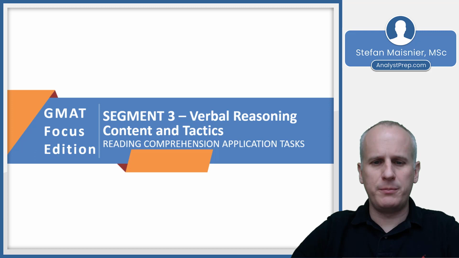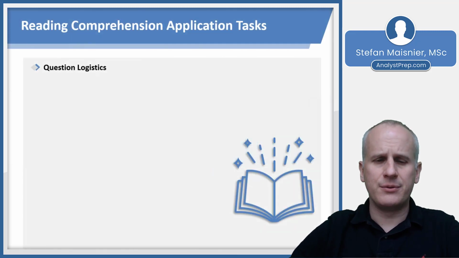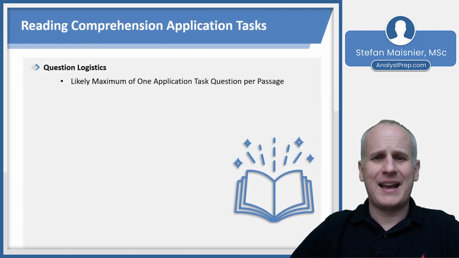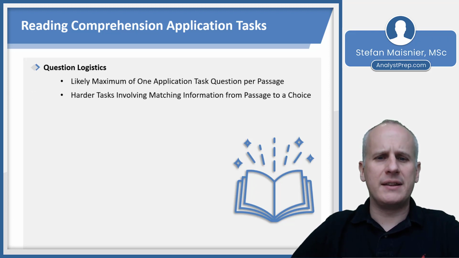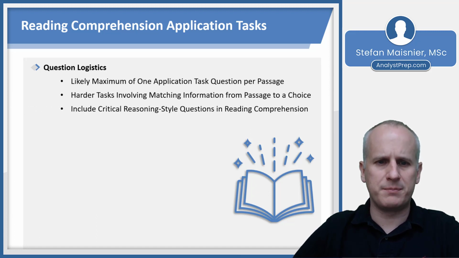In this lesson, we'll be talking about one of the more ancillary question tasks you can encounter for reading comprehension in the verbal reasoning section of the GMAT Focus Edition, and that's going to be application tasks. First off, as I mentioned, application tasks are probably the most rare. There's likely going to be one application task maximum per passage, and they are often considered harder tasks that involve matching information from the passage to one specific choice.